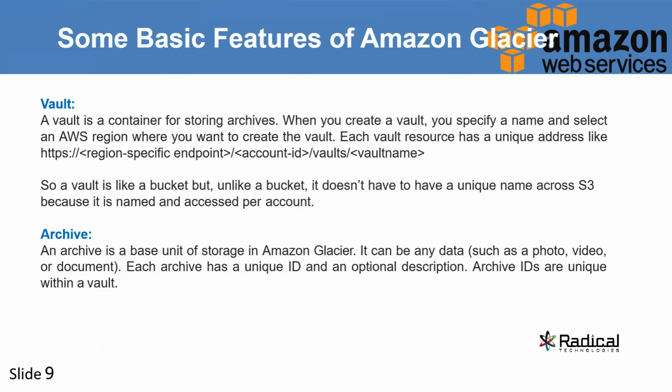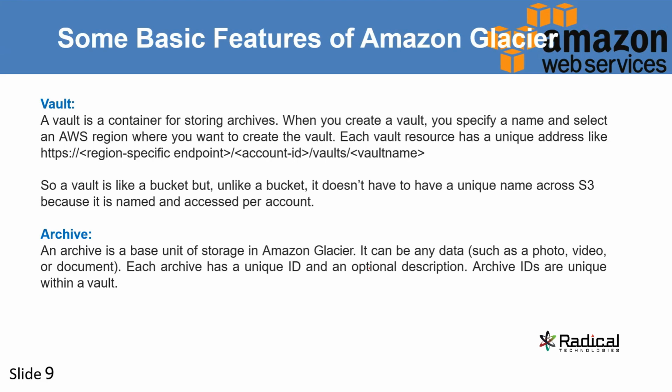Vault and archive. A vault is a container for storing archives. When you create a vault, you specify a name and select the AWS region where you want to create the vault. Each vault resource has a unique address like HTTPS, region-specific endpoint, account ID, vaults, vault name. A vault is like a bucket, but unlike a bucket, it does not have a globally unique name because it is named and accessed per account.